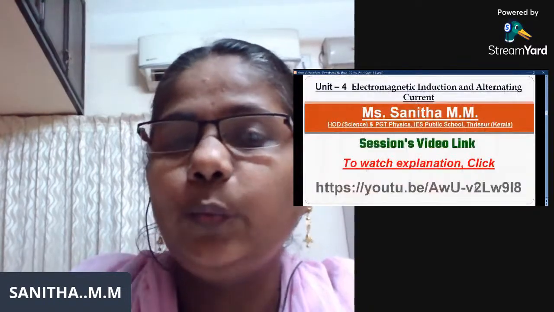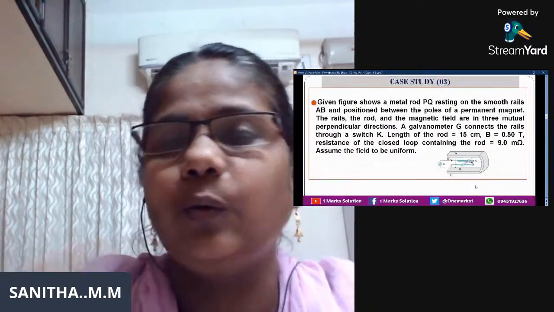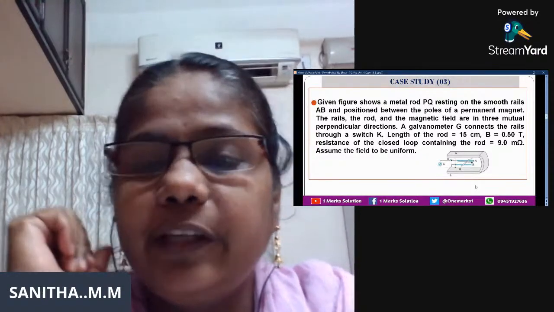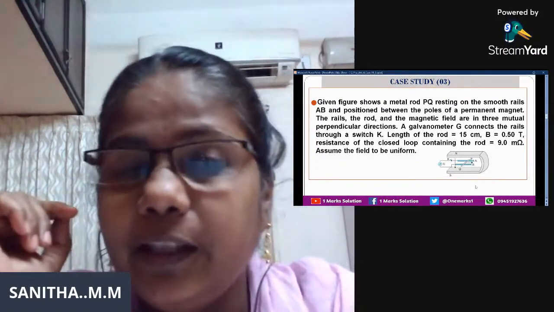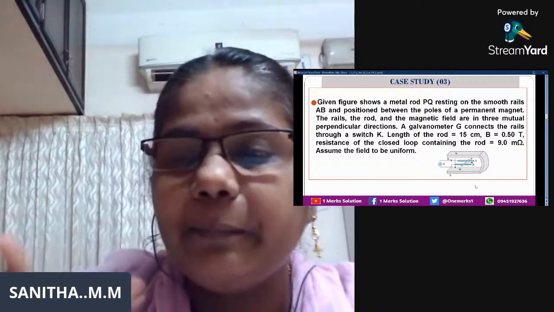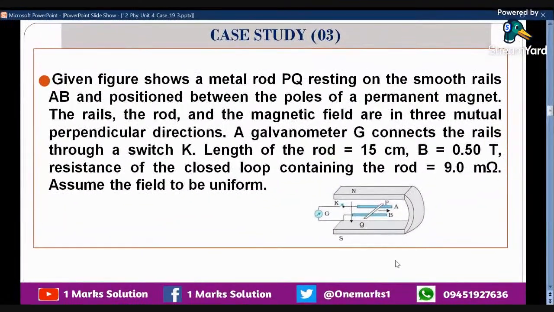So let us begin with the case we are going to deal with. You can see a figure. In the figure, you can see a metal rod PQ, resting on the smooth rails AB. Two rails are there, the light blue shaded rails. The rod is placed between the two rails, and all of this is placed in a permanent magnet.